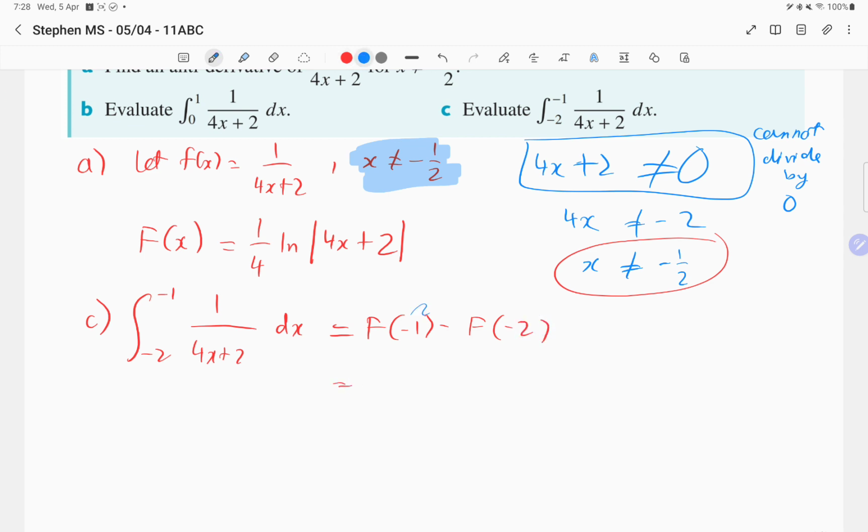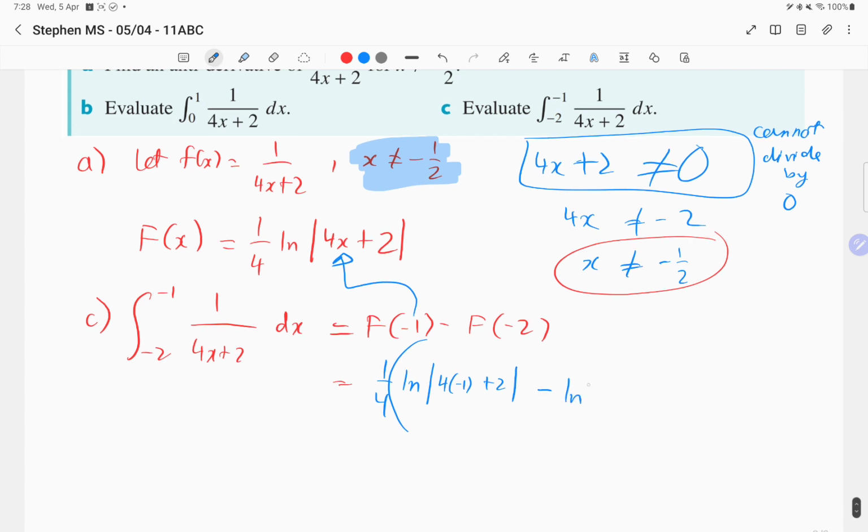Big F of minus 1 means you take minus 1 and put it into the x here, because this is an antiderivative already. So that would be 1/4 ln of absolute value of 4 times minus 1 plus 2, minus 1/4 times ln of absolute value of 4 times minus 2 plus 2. At this point you should recognize that they're both multiplied by 1/4, so take out 1/4 as a common factor, and then it would just be ln of 4 times negative 2 plus 2.